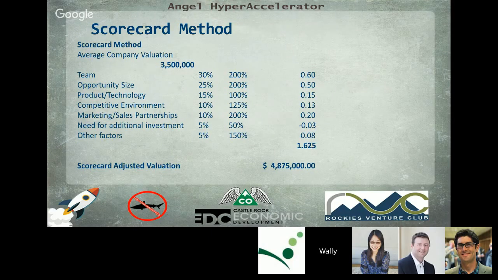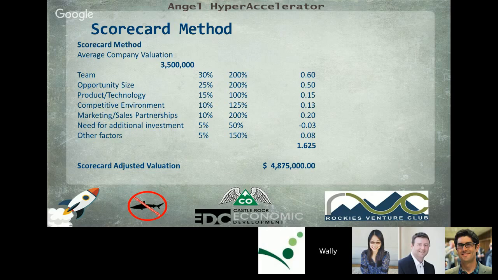So we start by figuring out what the average valuation for a company is in our market. And here, for this example, I'm using 3.5 million. Then on the left-hand side, I have weighting for team, opportunity size, product, technology, and so on. So those are the things other than square footage, bathrooms, or bedrooms that we use to value companies. So we say team is 30% of the value of the company. Now, in the next column, the 200%, that's where our evaluation comes in. We're going to have somewhere between 0 and 400%. And if it's 100%, it means it's just about average for most companies in the market.